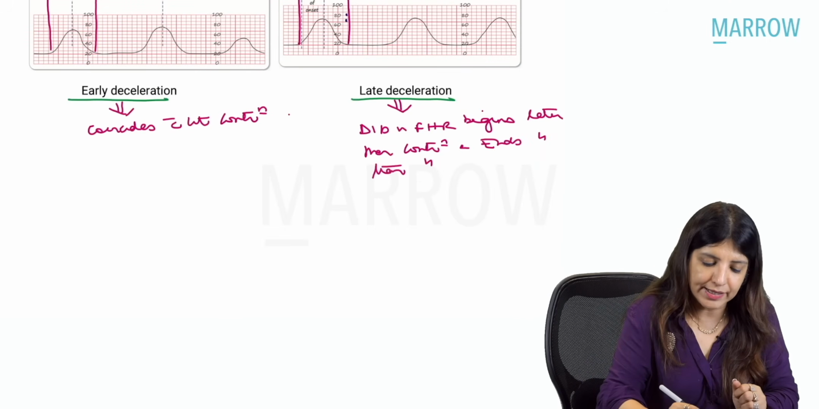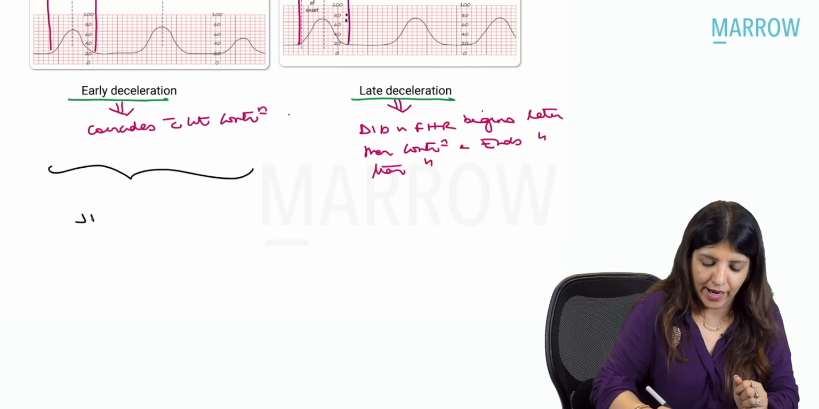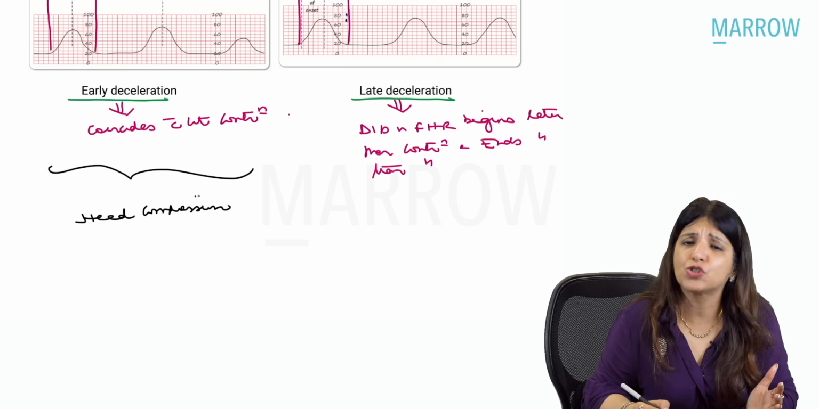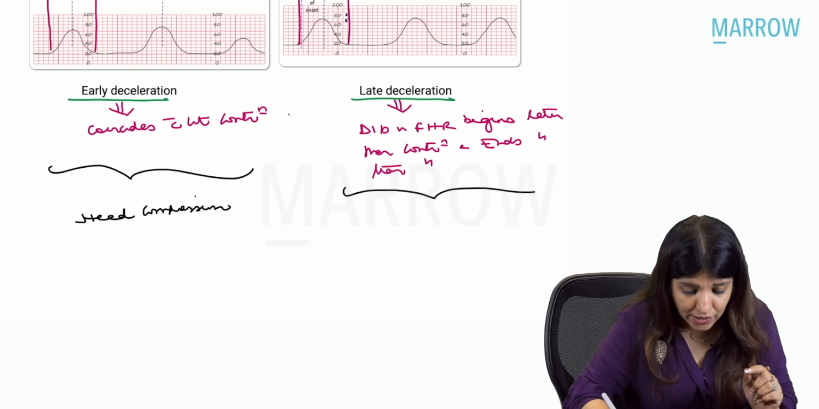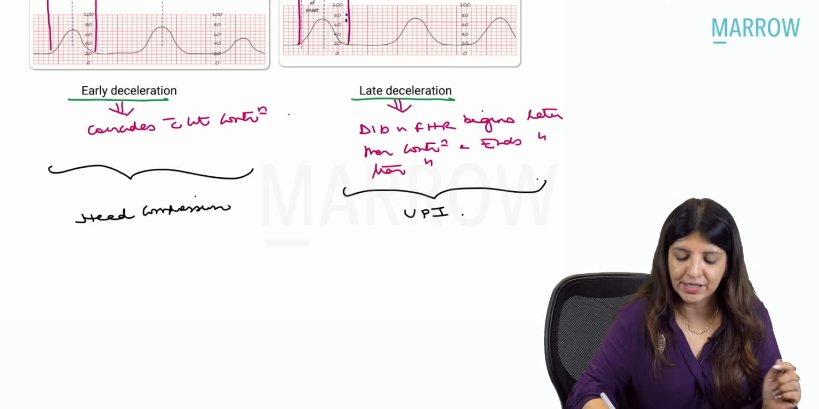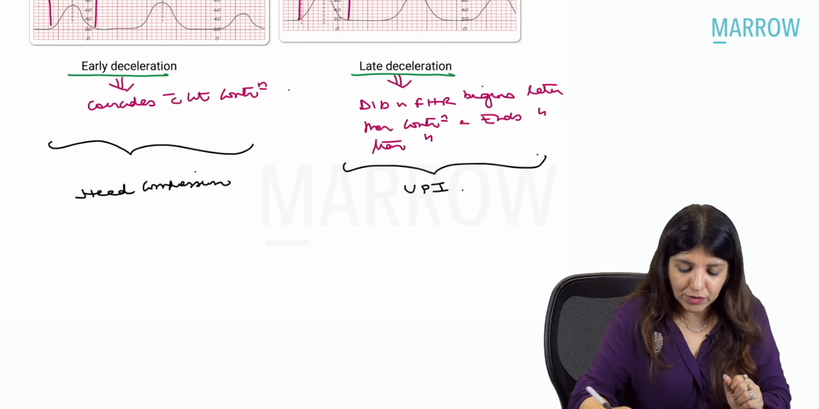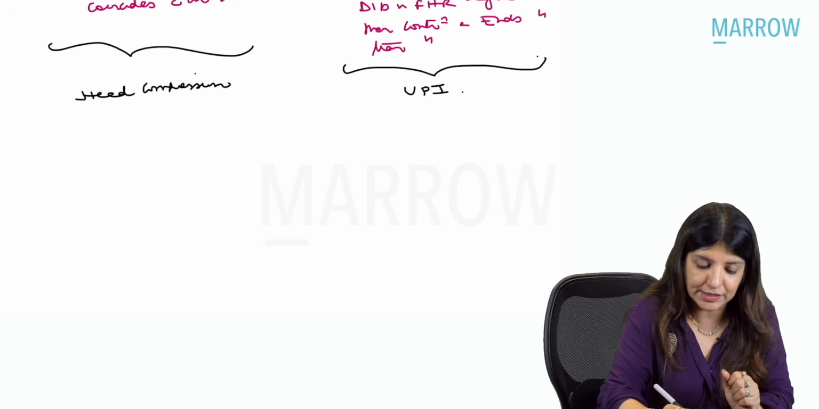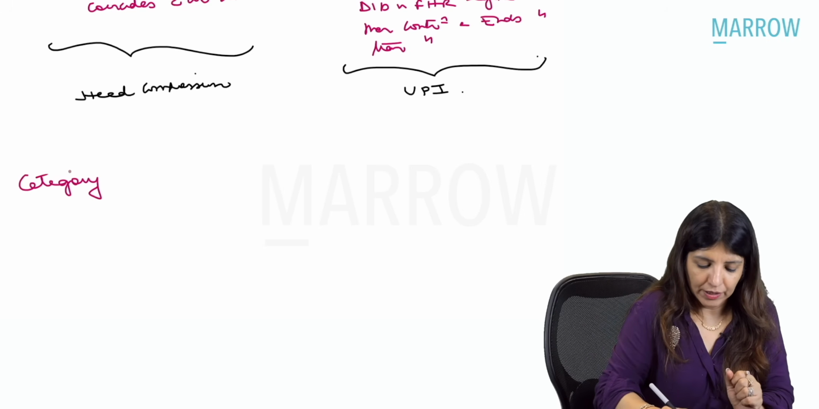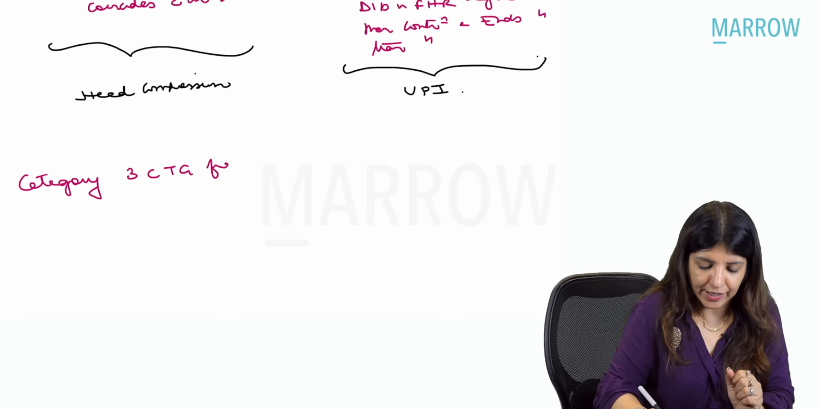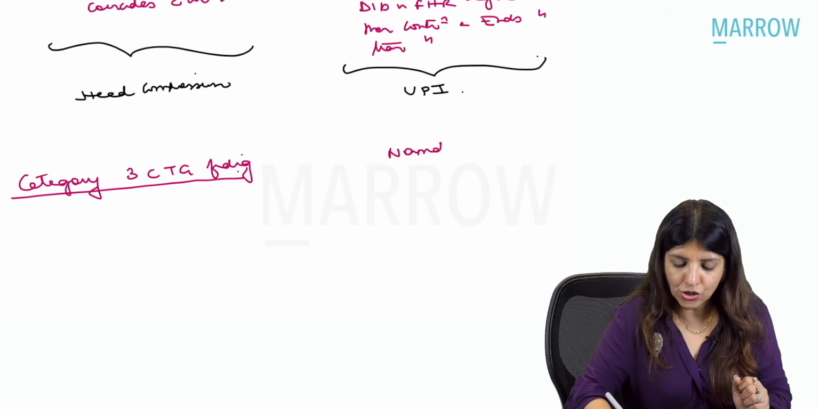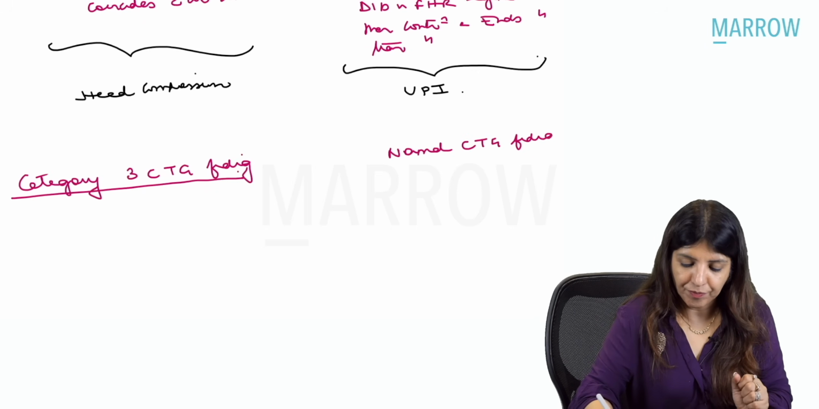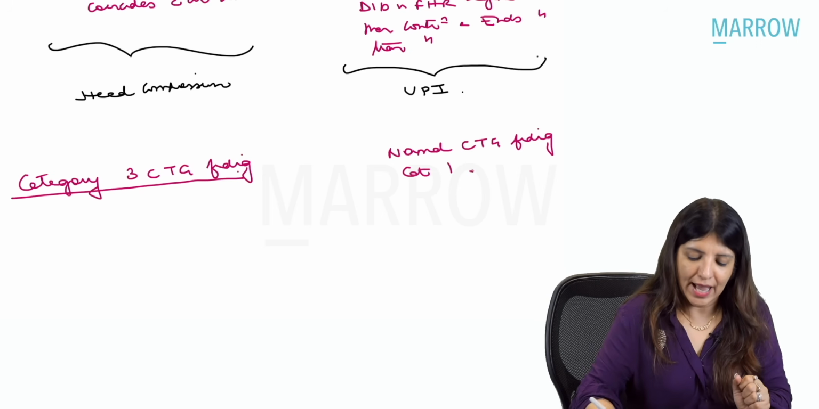Please remember, early deceleration can be seen when the head of the baby is compressed. And the head of the baby can be compressed during labor, right? So if I'm getting early decelerations, I'm not worried. But late decelerations indicate uteroplacental insufficiency. So there is something called category 3 CTG findings, and there is something called normal CTG finding. Normal CTG finding is called category 1.